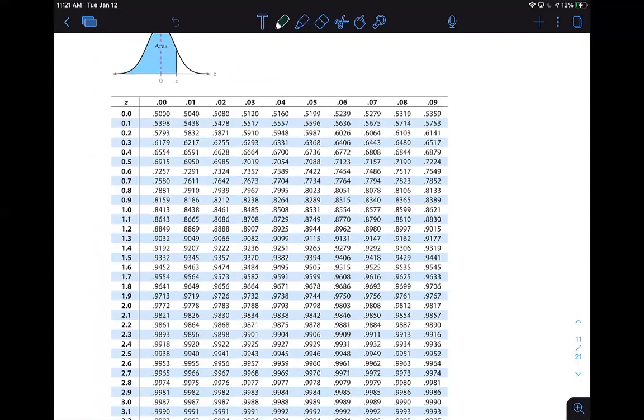So we were looking at the z-score of 1.15. So looking down the left column, we're going to go to 1.1. And then across the top, we're going to look for the 0.05. Line those up. So that area is 0.8749. And that's your answer for part A.